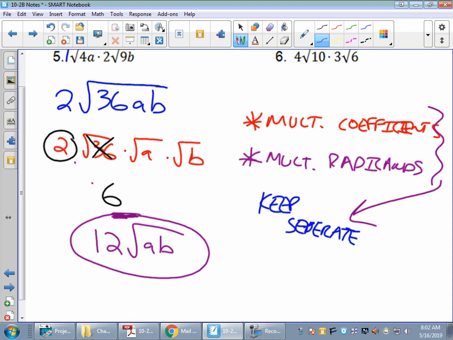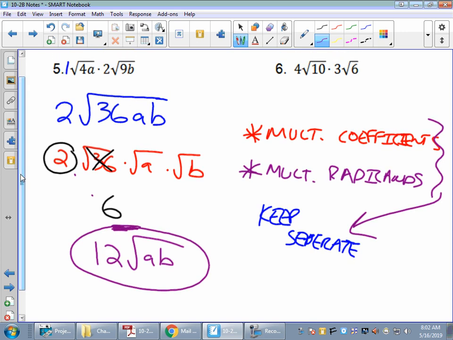Okay, you can work on 6, but again, just talking about keeping your coefficients and radicands separate when you multiply them. In this case, 4 times 3 would give you a 12, and then underneath the radical, your radicands 10 times 6 would be 60. So you can go 12 times the square root of 60, and then break that down. That one still needs to break down. Okay. All right, that does it.